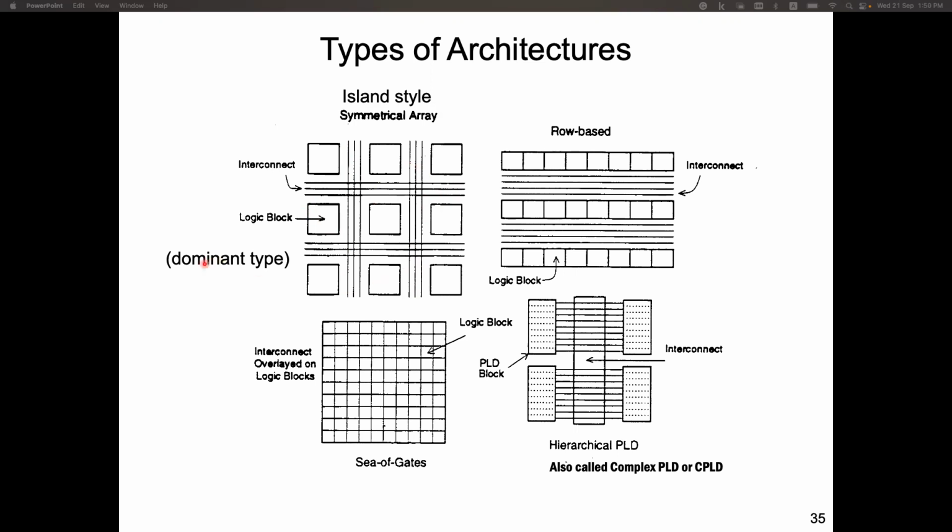And this is the dominant type of FPGA architecture. Other types include row-based. So logic blocks are put in a row and with no routing in between. Routing is provided between rows, not between columns.